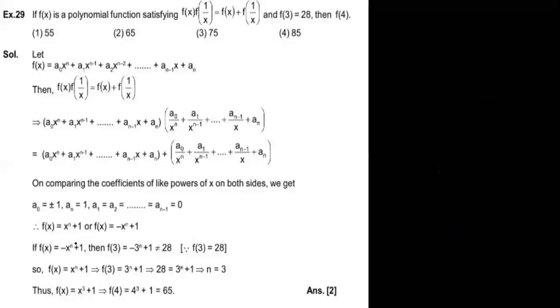Okay. So see, just now we discussed this model: f of x into f of 1 by x is equal to f of x plus f of 1 by x. So f of 3 is given as 28. Find the value of f of 4. What is the value of f of 4? 65 is coming. That is simple. The required function is what here? x power n plus 1 is coming.